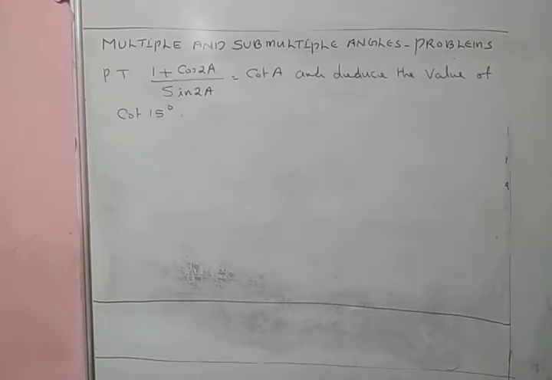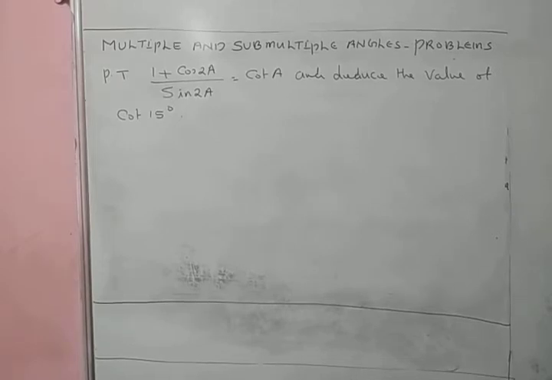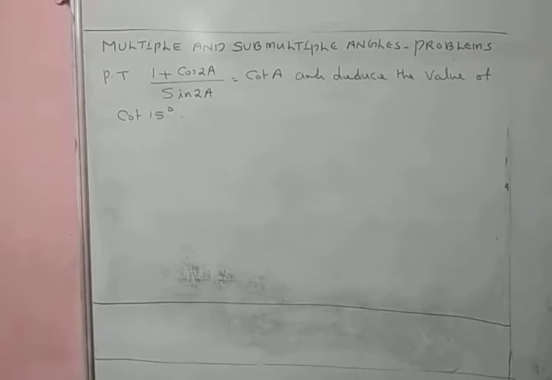Prove that 1 plus cos 2a divided by sin 2a is equal to cot a, and reduce the value of cot 15. That is, find the value of cot 15 using the formula cot a is equal to 1 plus cos 2a by sin 2a. First, we must prove that left hand side is equal to right hand side. Take the left hand side.